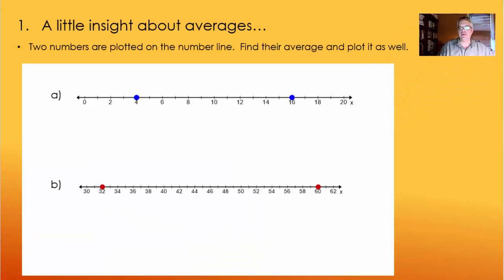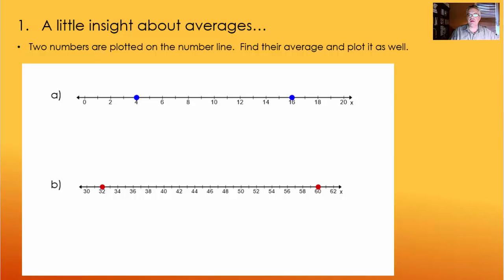Let's get rolling here. So, first we're going to talk about the midpoint of line segments. We're going to talk about one dimension. So here on this number line, we have two numbers plotted in blue, 4 and 16. And the instructions are: find the average of the two numbers and plot it as well. So, okay, let's do that.